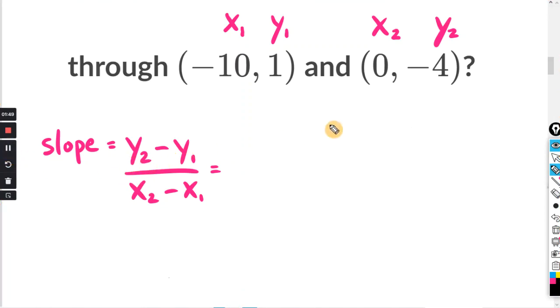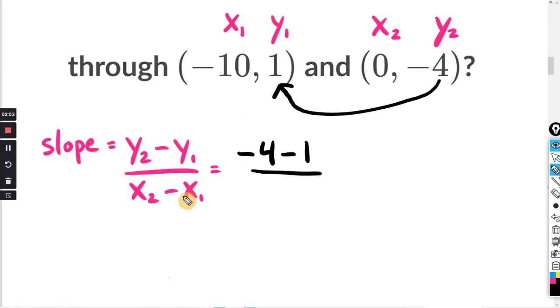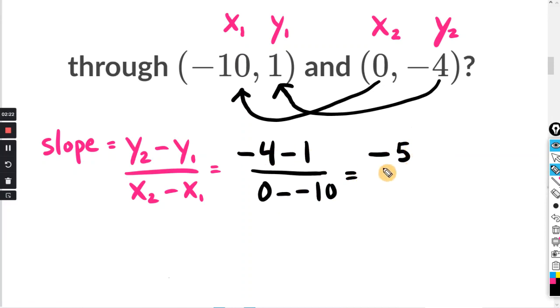All right, subtracting y2 minus y1, I'm going to do negative 4 minus 1. Divided by x2 minus x1, I'm going to do 0 minus negative 10. 0 minus negative 10. Okay, watch your plus minus signs. Negative 4 minus 1 is negative 5. And here we have 2 negatives in a row, so that makes it positive, and 0 plus 10 is 10.